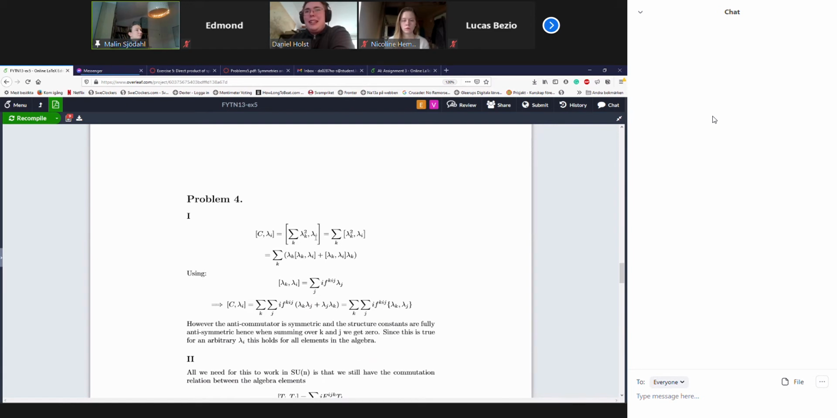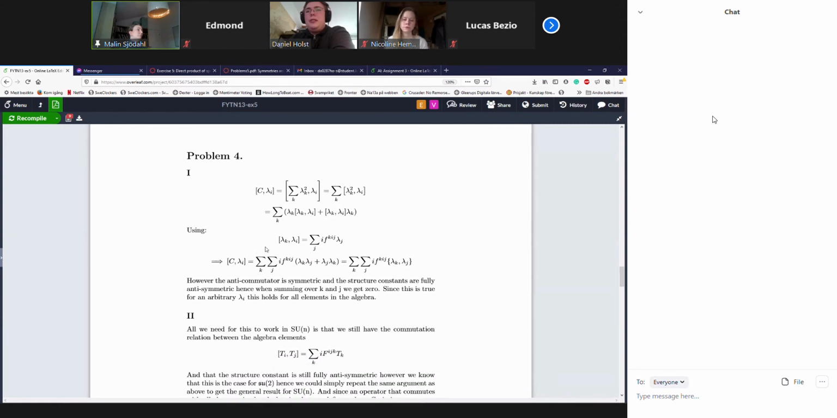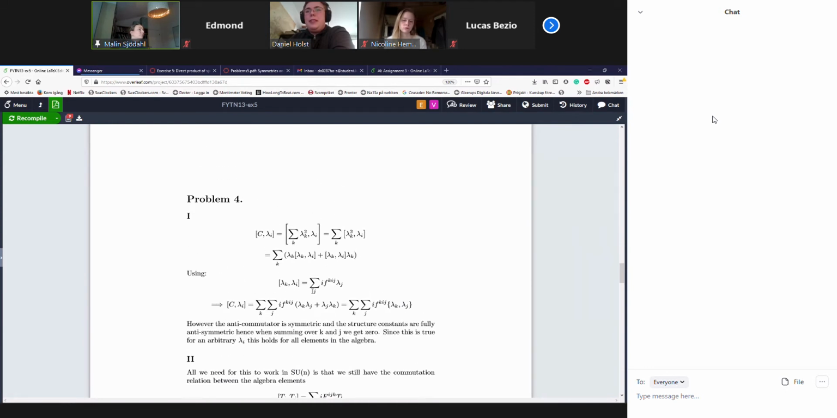So just for cleanliness, we can write C as the sum of the squares of all the elements, lambda I. And then we can, of course, move this sum outside. We get this. And then we can use the property of the commutator, not the Jacobi identity, that we can move one lambda k out here, and then we can move it out here. And then we have these two. And then we know for SU3 that we have the following commutation relation between the elements in the algebra. So then we can just plug that in here.